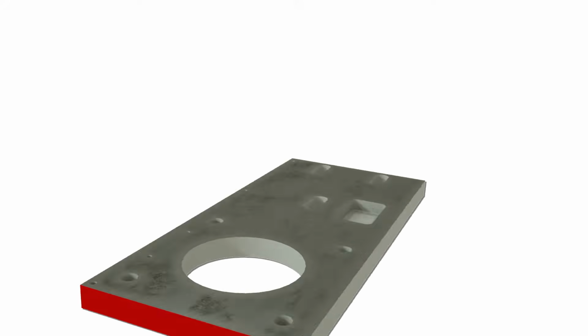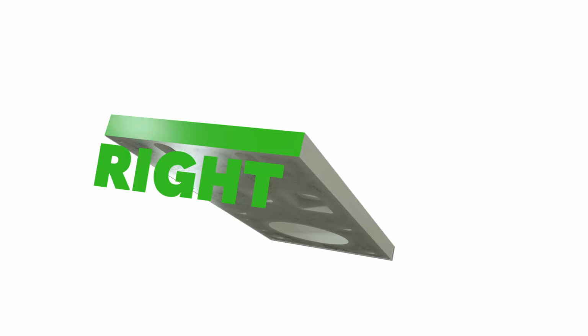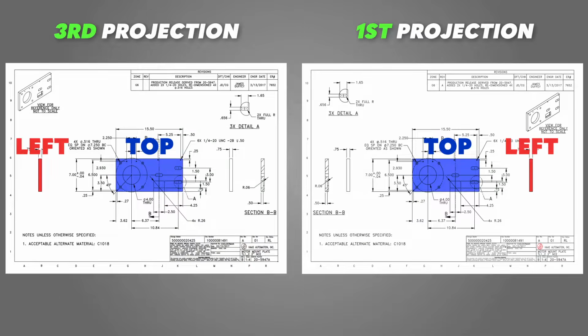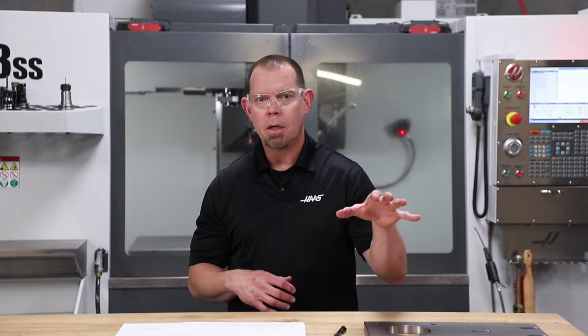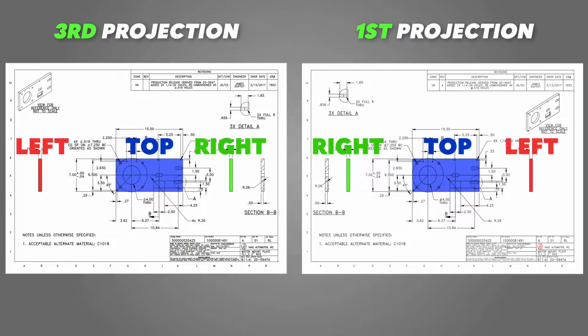Now rotate the part up and to the right, and we see the right side of the part, highlighted here in green. Notice again on the split screen that the right side of the part goes here on the third angle drawing and here on the first angle drawing. Again, these sides always reference the same physical side of the part. The difference between third angle and first angle projection is simply the way they are laid out on the drawing.